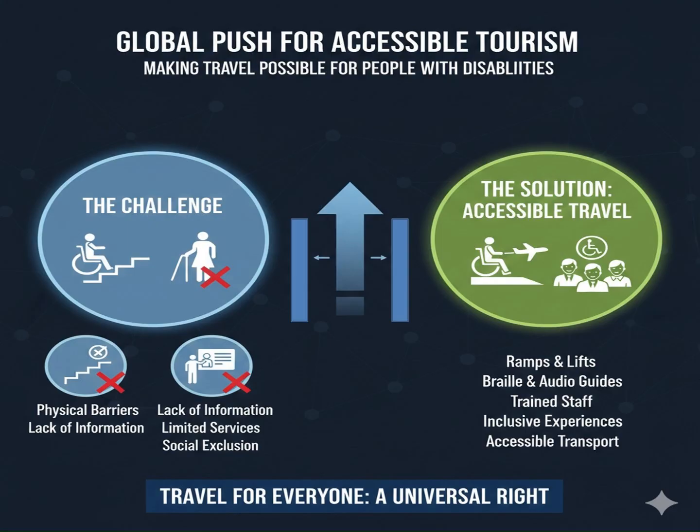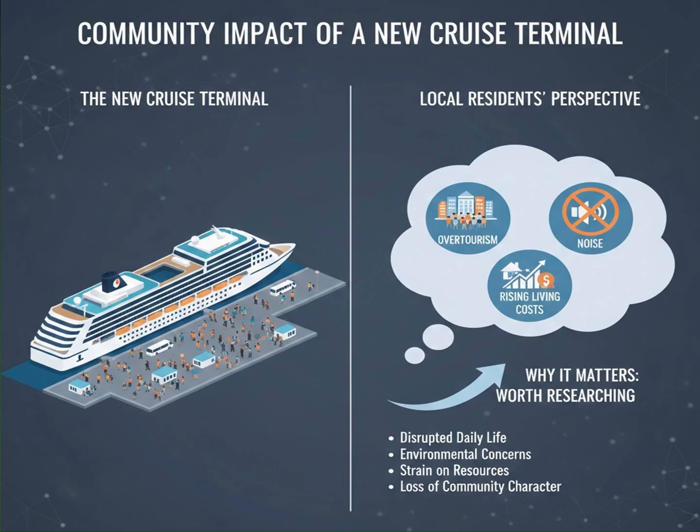Evaluate whether stakeholders and organizations regard the problem as significant and worthy of resolution. Like the global push for accessible tourism, which highlights the importance of making travel possible for people with disabilities. Identify who is directly affected and their views. For instance, when studying the impact of a new cruise terminal, local residents may worry about over-tourism, noise, and rising living costs, showing why their perspective makes the issue worth researching.